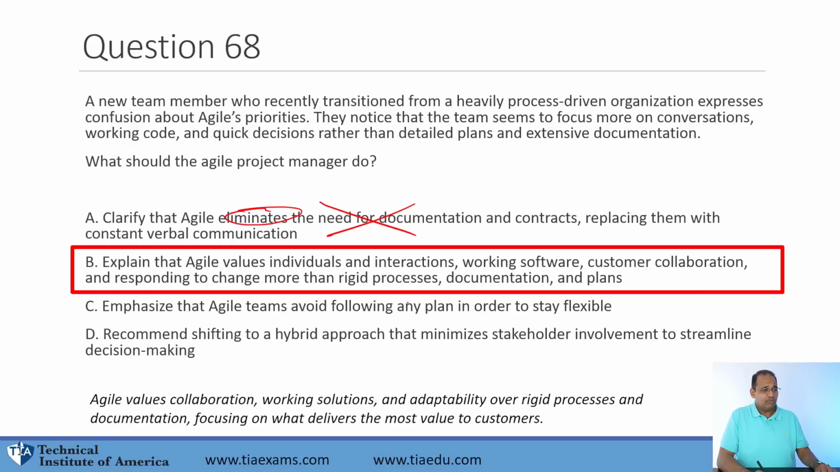Agile teams avoid following any plan. No, they have plans. Sometimes they have a lot of plans, depending on what they're doing. Recommend shifting? No, you don't necessarily need to get rid of Agile and just go to a hybrid. But this is part of the Agile principles.